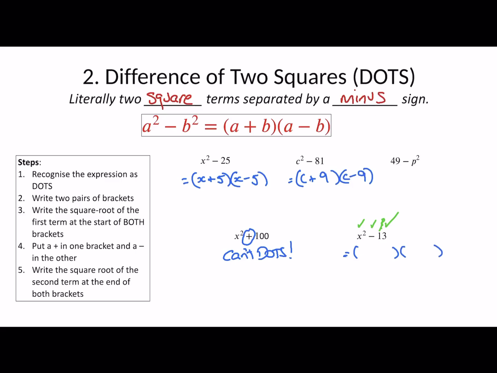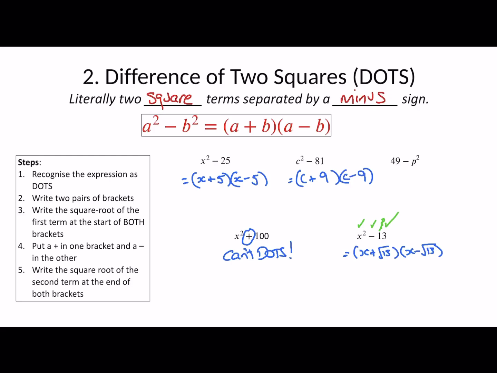We've got a plus. We've got a minus. Now what's the square root of 13? Yeah, just the square root of 13. Just write the square root of 13. That's all it is. You can't simplify it. You can write it as a decimal if the question you are doing allows you to write it as a decimal, and then you go for the calculator. Last example, 49 minus p squared.